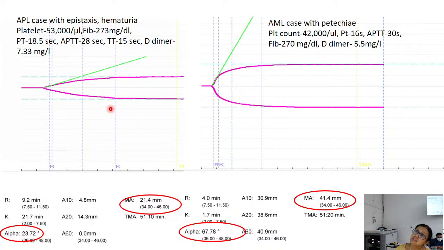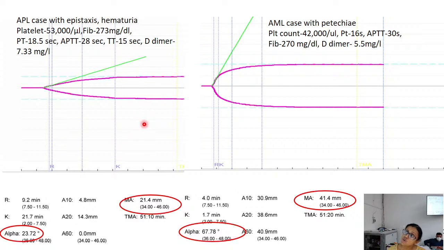So, comparing two cases, one patient of APL with epistaxis and hematuria versus another case of AML with petechiae, which comes under WHO grade 1 on the WHO bleeding scale. Both these patients had similar screening coagulation parameters. The platelet count was also comparable in both these patients. The D dimers were elevated in both the cases.